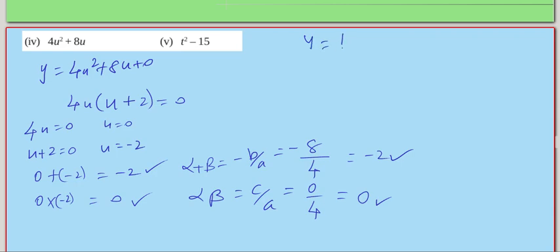So y is equal to t square minus 15. If it equals 0, t square minus 15 equal to 0, t square equal to 15. That means t, what will we get? Plus or minus root of 15. So plus root 15 and minus root 15 are the two roots of this quadratic polynomial.